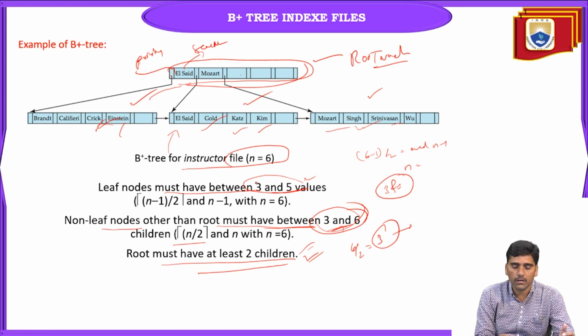As per the properties, if we take n equals 6, then for the leaf nodes, the number of values must be between 3 and 5. But for the non-leaf nodes, it may be between 3 and 6.